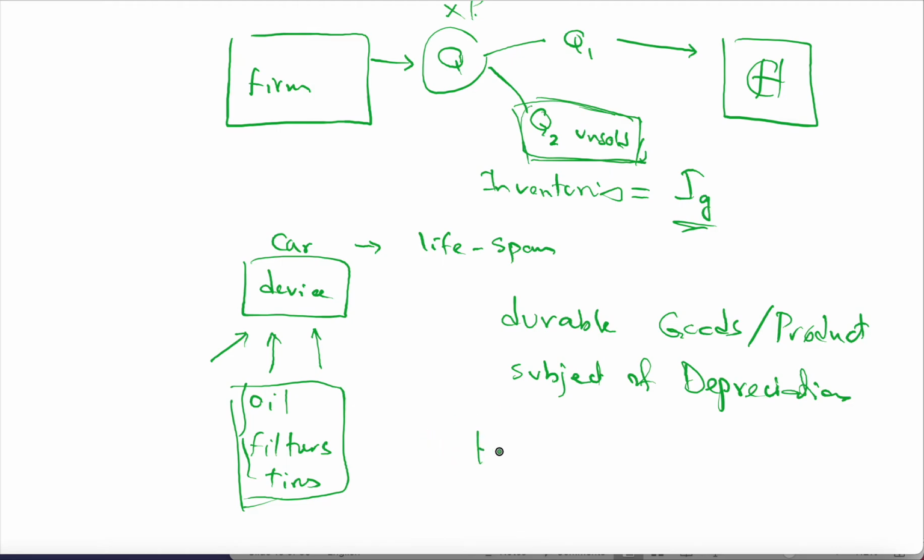Even a human is a durable product of nature. We are gradually dying, isn't it? So this is basically, according to physics, the second law of thermodynamics.